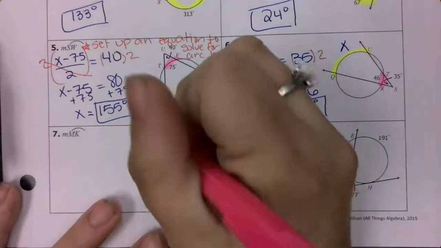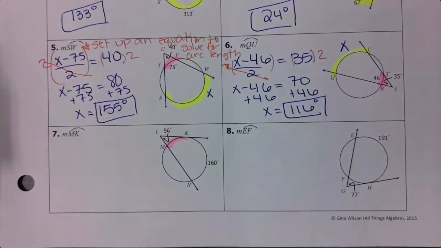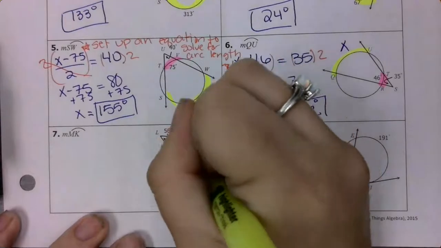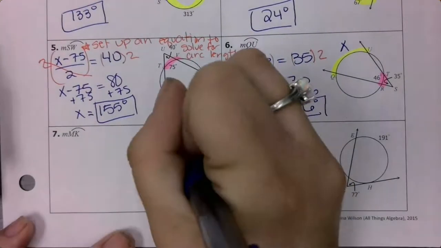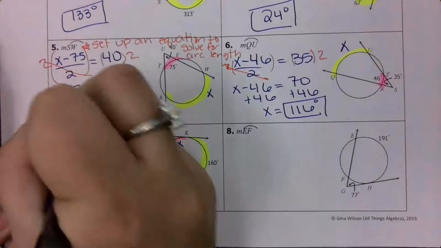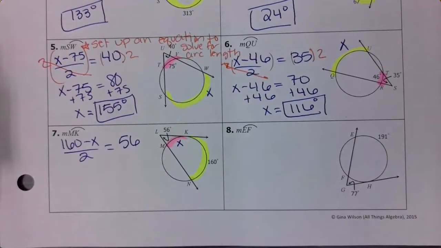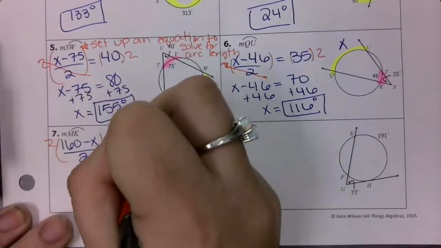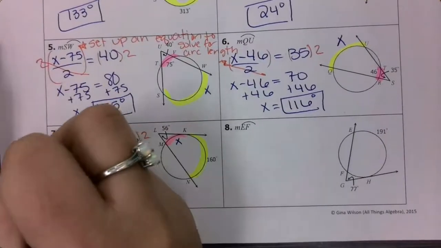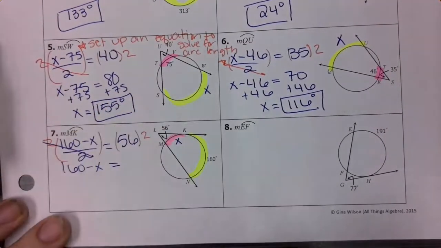So on number 7, the inner arc is the one that's missing this time, and I know the outside arc. So this is going to be my x. So this time I'm going to have (160 minus x) divided by 2 equals 56. Then I want to start off by multiplying both sides by 2. What is 56 times 2? 112.